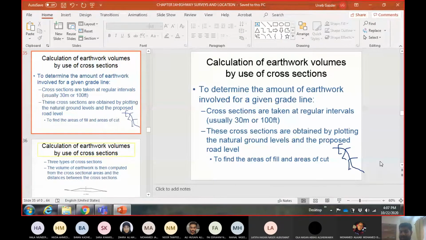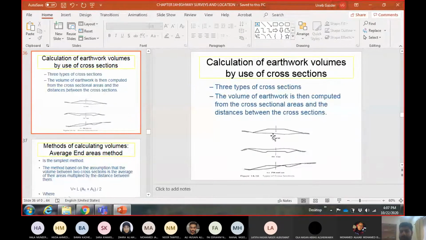Now at each cross section, going back to these figures, what is the material required to bring the ground level equal to the road level? The material is the area between these two lines, the area between the road level line and the ground level line. So if you calculate the area between these two lines, you will have the quantity of material required at this section to bring the road level equal to the ground level. So at each cross section you will have a different quantity. Some of them will be cut, some of them will be filled.